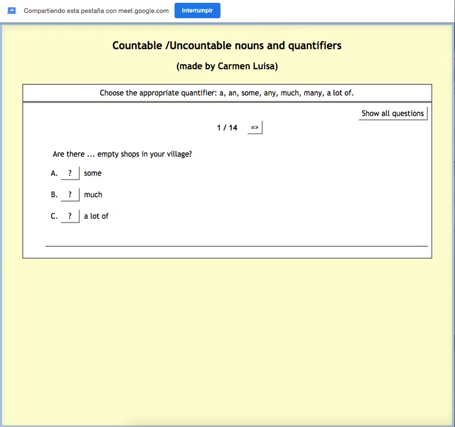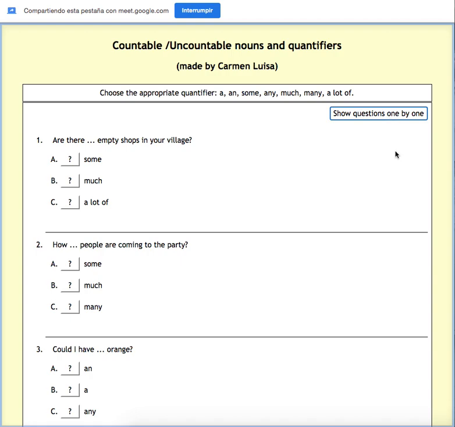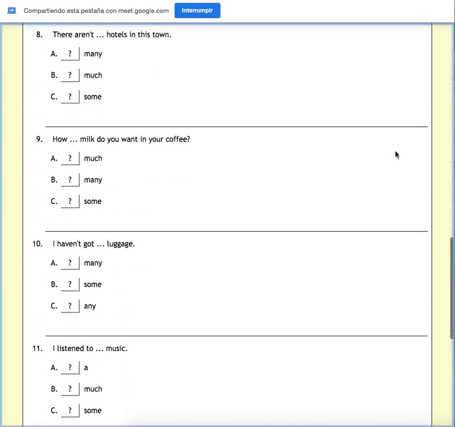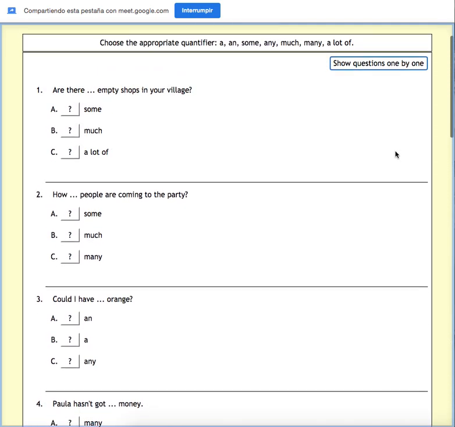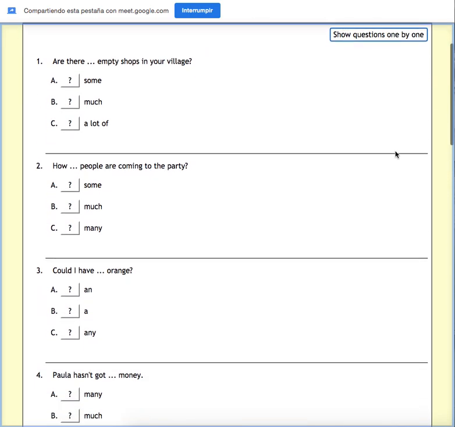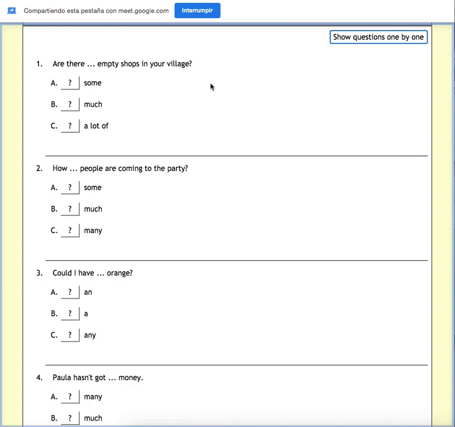And we are going to begin with this exercise, okay? In this exercise, what are we going to do? The idea is that we have to select the appropriate word to complete. So, some, much, a lot of, an, any, many, okay? This is a short practice of the things that we just worked with. So, here we go, one by one. Let's begin. Todos vamos a participar, okay? If you want to answer the question, just raise your hand.